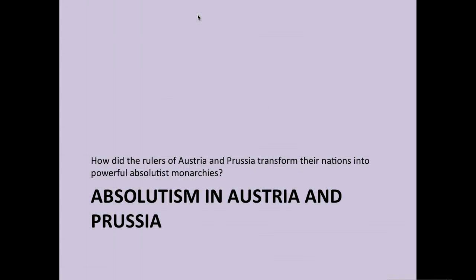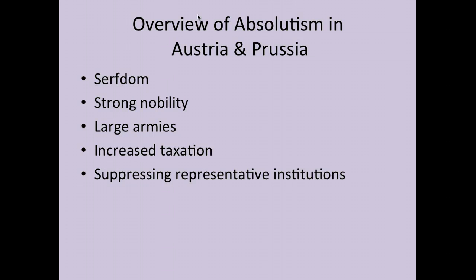Okay, so absolutism in Austria and Prussia. How did the rulers of Austria and Prussia transform their nations into powerful absolutist monarchies? Well, we haven't talked about them at all because they haven't really been relevant yet. You can just put that there. But here's the deal. Here, you can watch the lecture. This is what your homework is tonight.